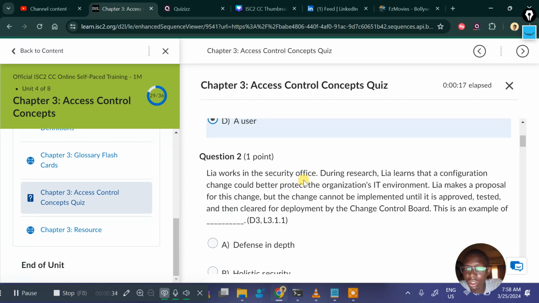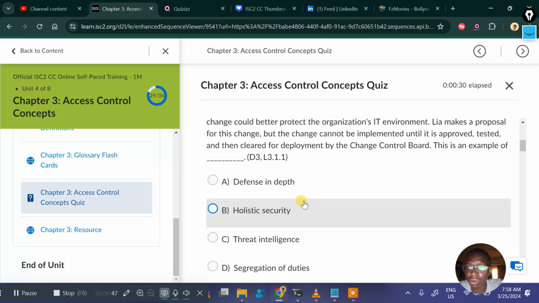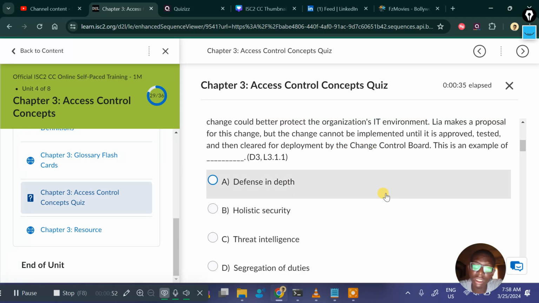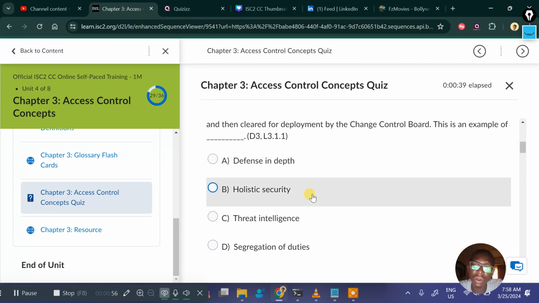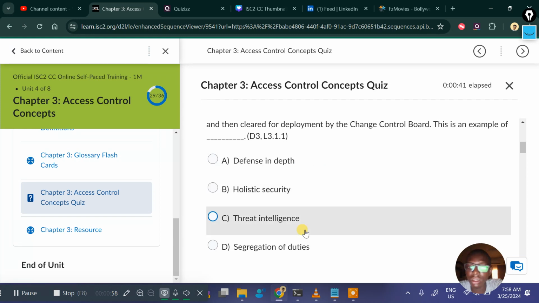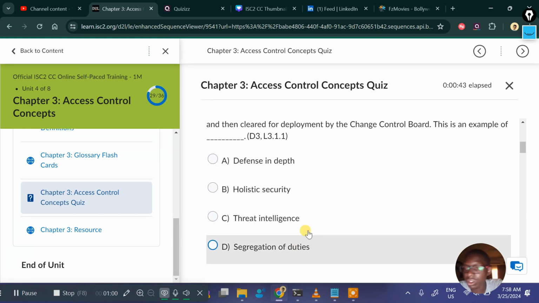Leah works in the security office. During research, Leah learns that a configuration change could better protect the organization's IT environment. Leah makes a proposal for this change, but the change cannot be implemented until it is approved, tested, and then cleared for deployment by the change control board. This is an example of, is it defense in depth? Is it holistic security, threat intelligence, segregation of duties?